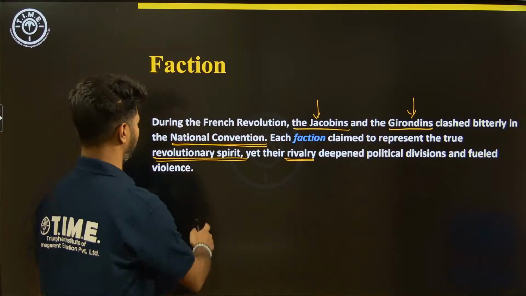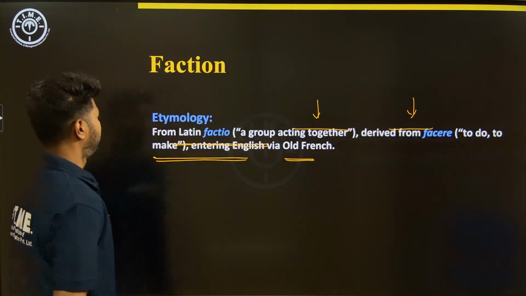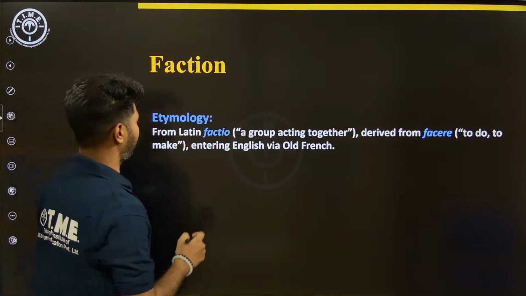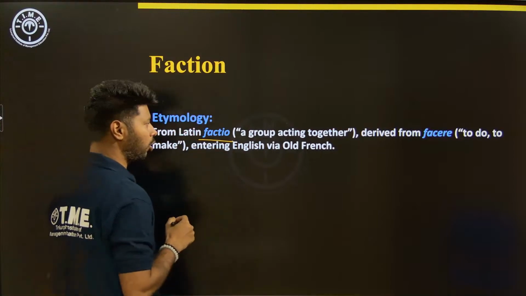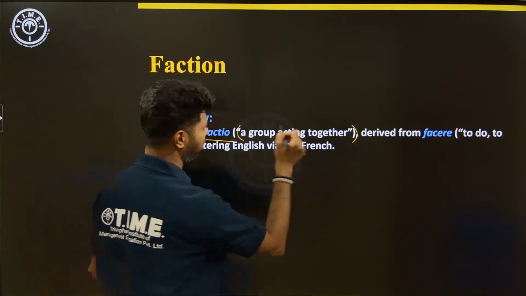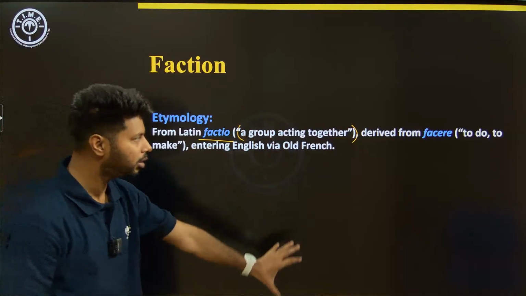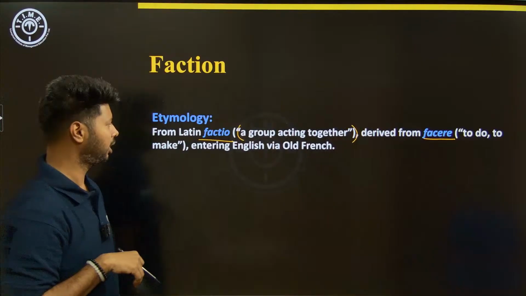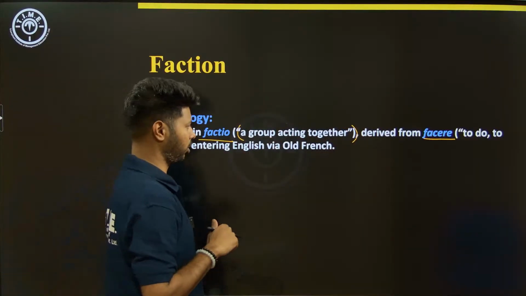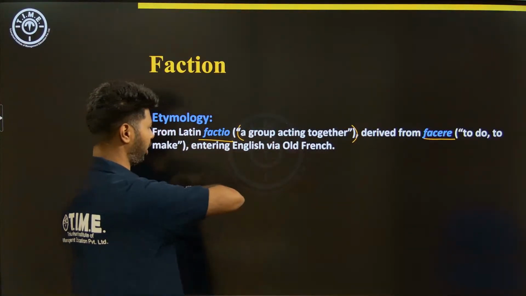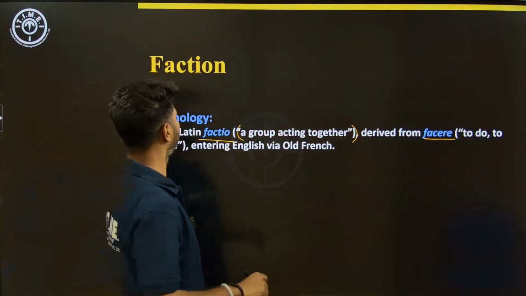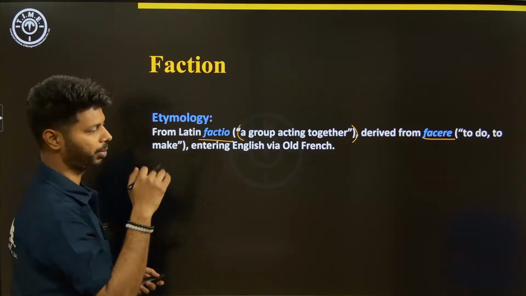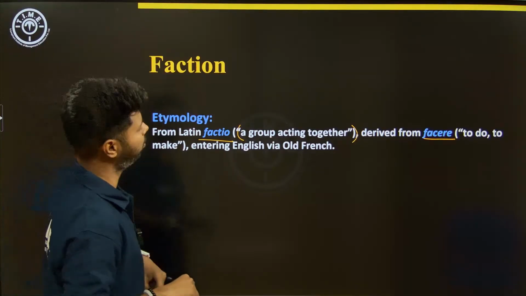Okay, so let's take a look where it comes from. The etymology is factio, a group acting together. Interesting. So factio means a group acting together. It comes from facere, to do or make, entering English via Old French. So it comes from French, then goes into English. Factio and facere is how the word has moved, basically transitioning to eventually become faction.